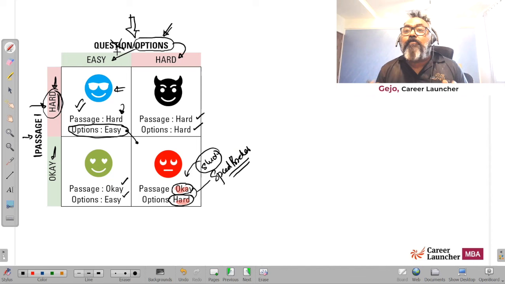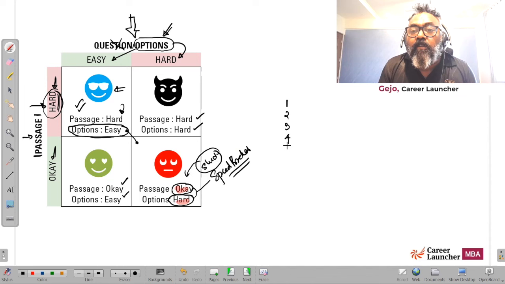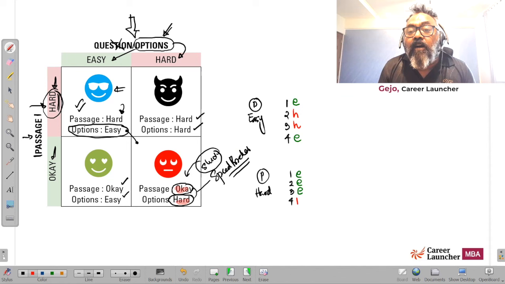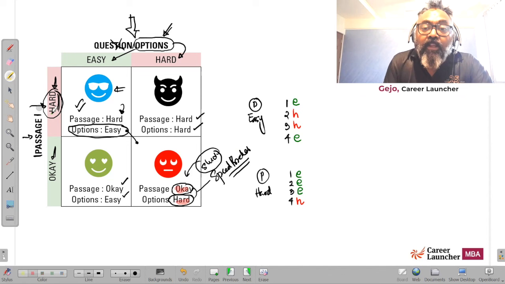So even if there are four questions, let's imagine a situation where the passage is easy to read. Let's look at another one. This particular passage is hard to read. Let's say four questions. But there could be a case where one option is easy to navigate, two options are hard to navigate, and one is easy to navigate. Here, three questions' options are easy to navigate. Only one is hard to navigate. How should you decide? If you decide purely, solely on the basis of this particular passage, you will ignore this one completely.